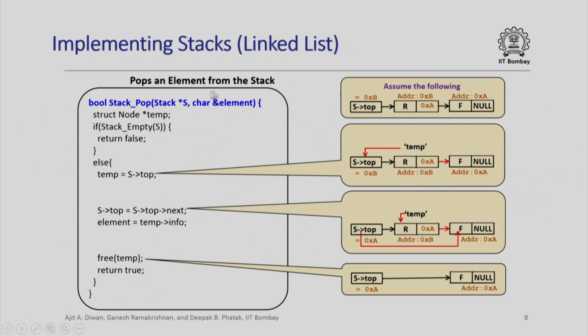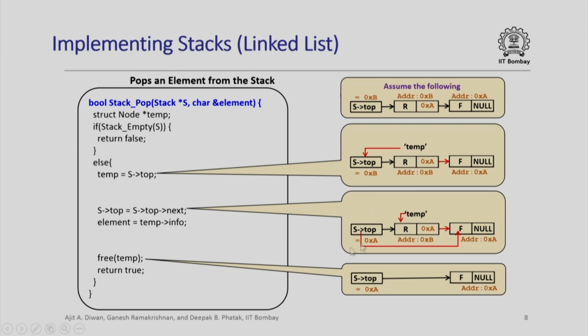Let us look at popping an element from the stack. For this purpose, we assume that the stack currently contains R and F. We create the temp node as earlier. If the stack is empty, we will return false, of course. Otherwise, we will now make this temp point to top. So notice that temp is being assigned S top. That means temp points to R. We want to pop off this element, and now temp points to this, and therefore the element is temp info, which is this information.